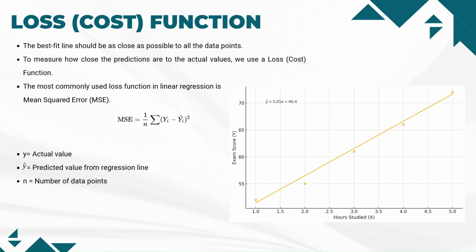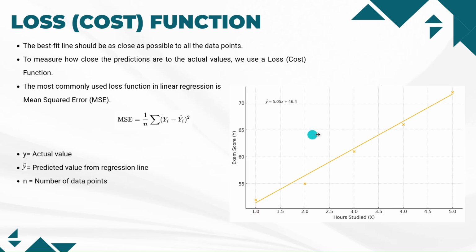So the best fit line, as we know, should be close to all the data points. And to measure how close these predictions are to the actual value, we use the loss function. The most commonly used loss function in linear regression is mean squared error. The mean squared error, MSE, is calculated by 1 by n summation of (y minus y cap) the whole square. This formula measures the difference between the actual value y and the predicted value y cap. It squares the difference to avoid negative errors, and then it takes the average.